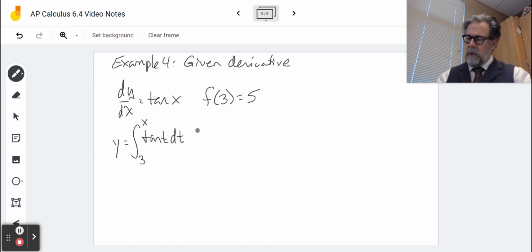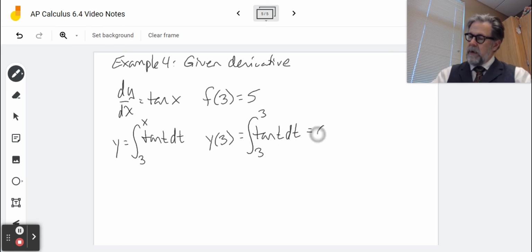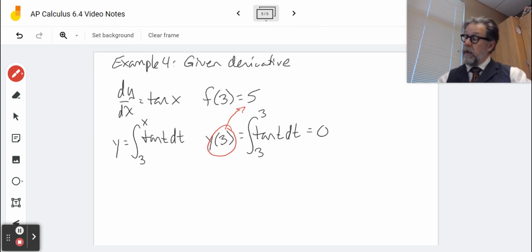Hopefully we're comfortable with the idea that if I take the derivative of y, that's just the derivative of the integral from a to x of the function with respect to t. But here's the problem. According to this, if I find y of 3, that would be the integral from 3 to 3 of tan of t dt, but that's equal to 0. And I'm already told that y of 3 is not equal to 0. It's equal to 5.